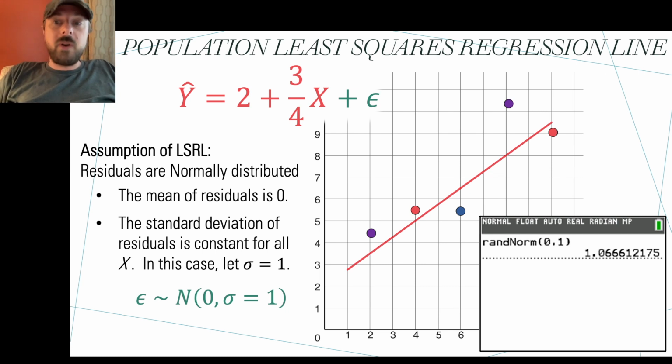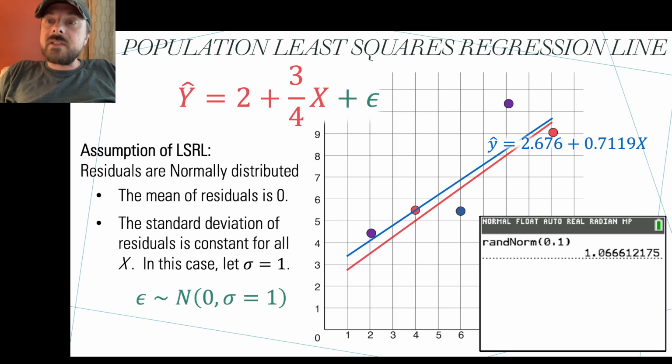Now, based on those 5 points that I generated, I could come up with a least squares regression line. This would be a sample least squares regression line. I started with a population least squares regression line with a true slope of 3/4, but based on a sample of 5 points selected at random from this distribution, I get y hat equals 2.676 plus 0.7119x. The thing that looks interesting to me in particular is the slope. The slope of 0.7119 is actually pretty close to 0.75, or 3/4, which was the population line. But this is a sample least squares regression line.